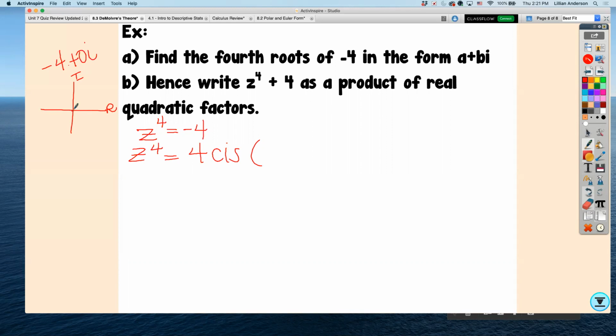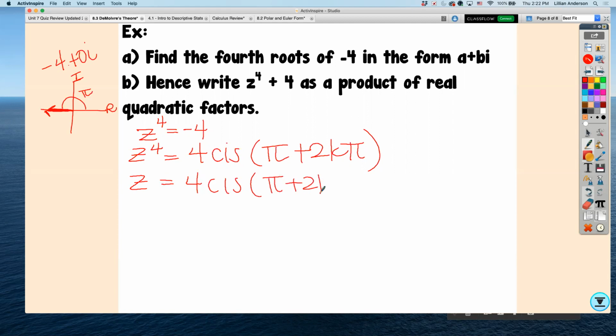It's going to be on the negative R axis, not the negative I axis, because it's -4. That's the real part. So what's that angle right there? It's going to be pi, okay? And then we'll have our plus 2k pi to allow us to get our multiple roots. And then what we did before, we got rid of that exponent on our z by taking the fourth root, AKA raising the other side to what power? The 1/4 power.